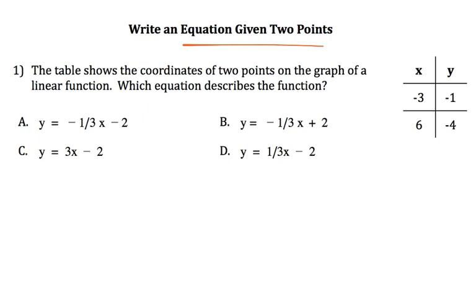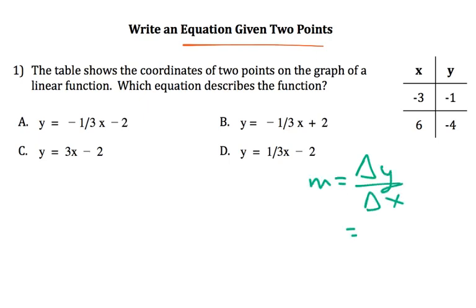One thing you can do is just plug in values. So if I plug this in and it works in all of them, I'd have to go and check the next coordinate. But that would take a little while. So instead, let's remember that we can figure out slope when we're given 2 points. So slope is going to be the change in y over the change in x.